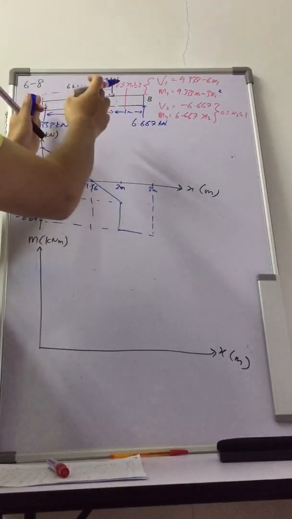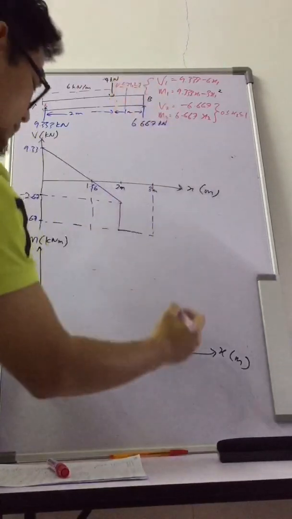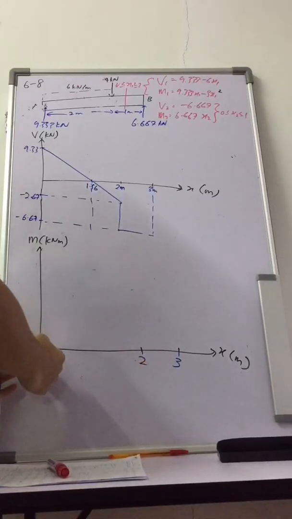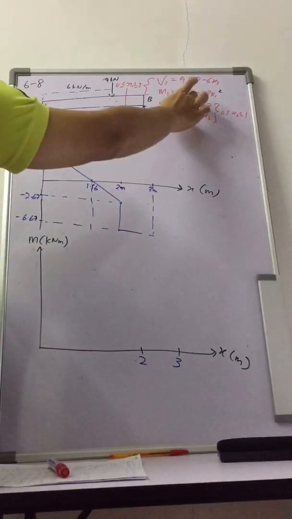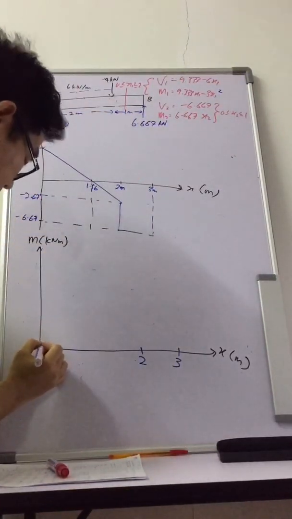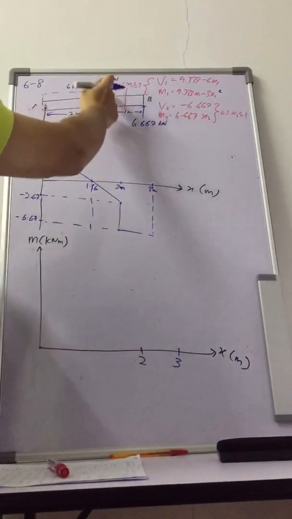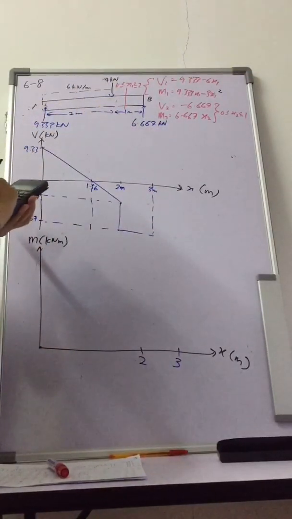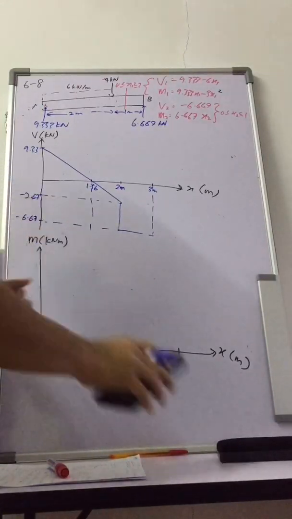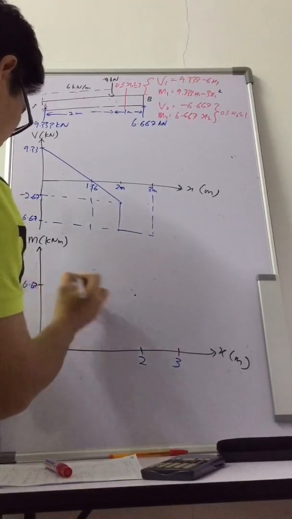Alright, the segment is x1 equals 0 to x1 equals 2, and from 2 to 3, right? So what happened here in x1 from 0 to 2? You just put the value here: x1 is 0, so M will be 0, isn't it? And when x1 equals 2, because this is the borderline, 9.33 times 2 minus 3 times 2 squared, the value is 6.67. So you got 6.67 positive.